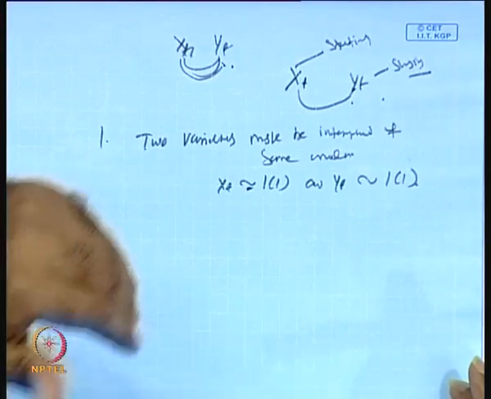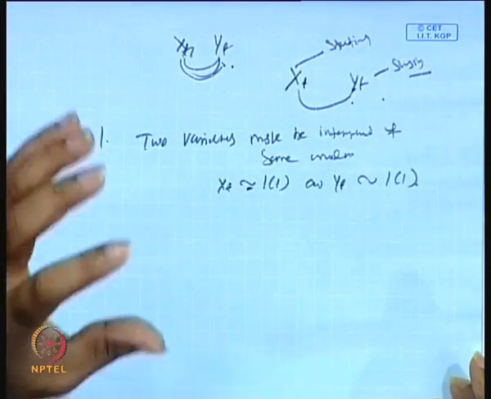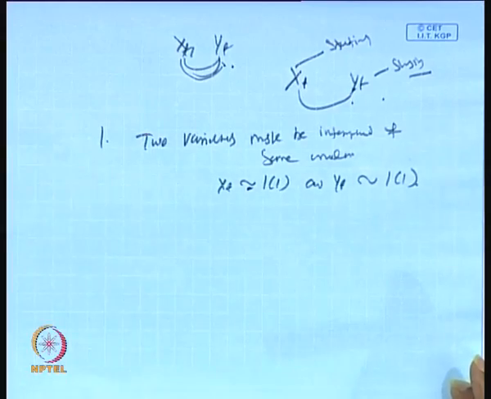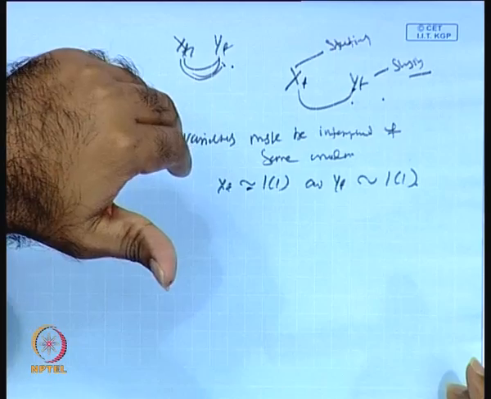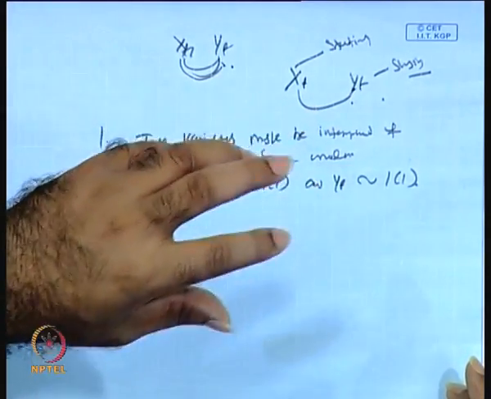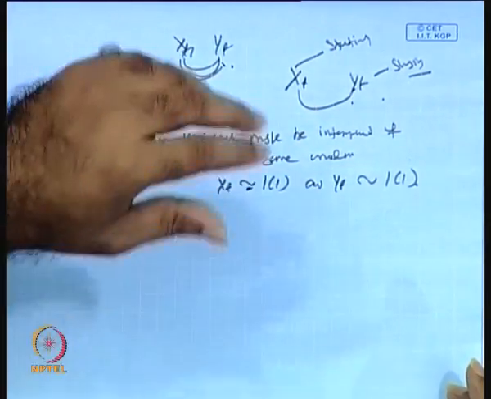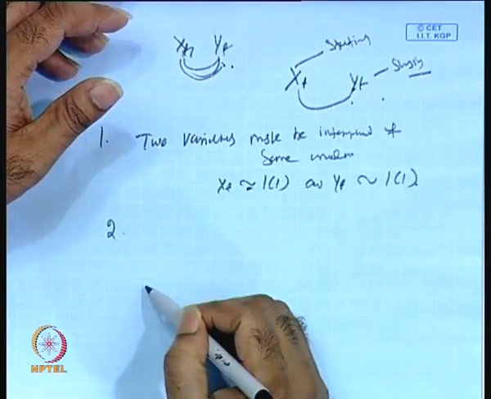So, now x t is integrated of order 1, y t is integrated of order 1. So, let us assume that they are integrated of order 1 only. Then you can come to the next step. If there is a mismatch between the orders of integration, then the Engle-Granger technique will not help you to detect the cointegration, meaning the existence of a long run equilibrium relationship. So, once it is satisfied, then you come down to the second step.